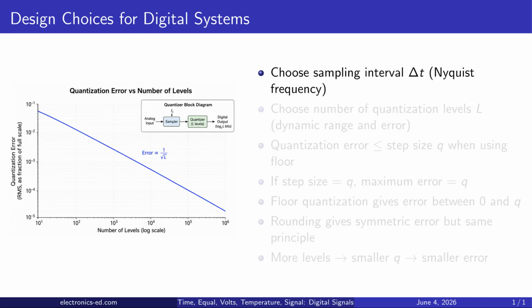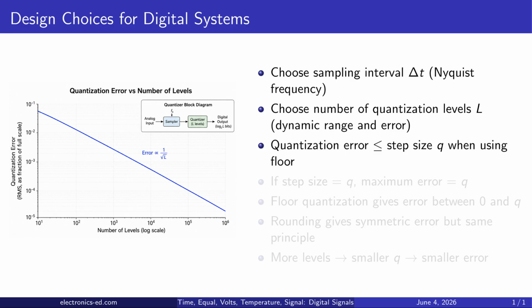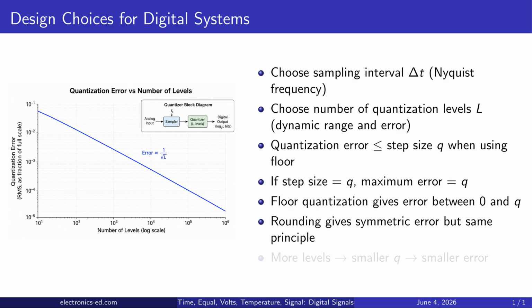First, choose the sampling interval delta t, which is determined by the Nyquist frequency. Second, choose the number of quantization levels L, which affects dynamic range and error. The quantization error is less than or equal to the step size Q when we use floor quantization. If step size equals Q, then the maximum error is Q. Floor quantization gives an error between 0 and Q. Rounding gives a symmetric error, but the principle is the same. So more levels mean a smaller Q, which means a smaller error.